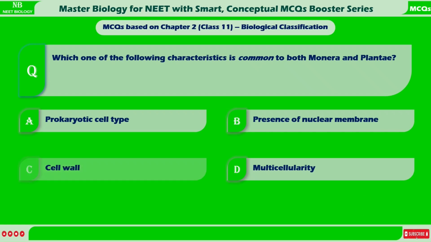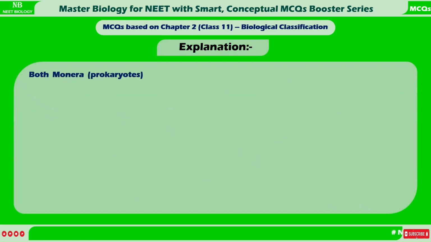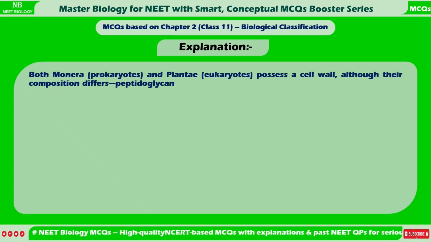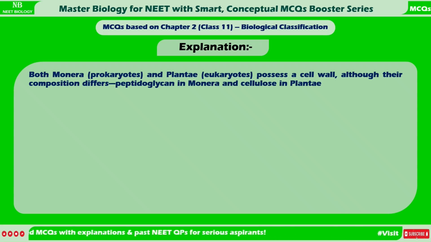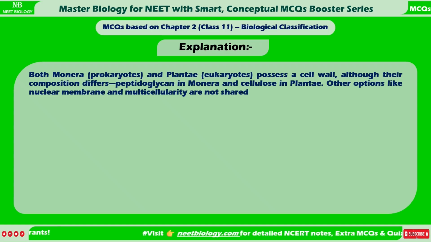Correct answer is C. Cell wall. Explanation: Both Monera, prokaryotes, and Plantae, eukaryotes, possess a cell wall, although their composition differs, peptidoglycan in Monera and cellulose in Plantae. Other options like nuclear membrane and multicellularity are not shared features.